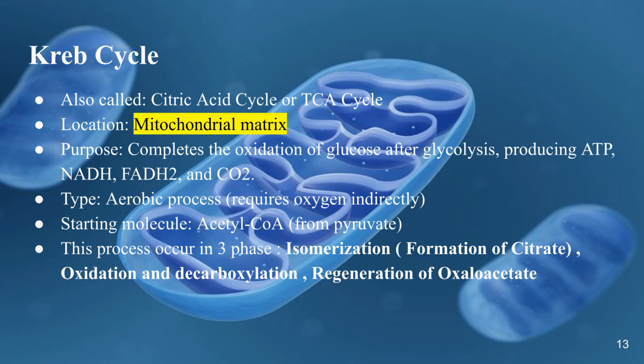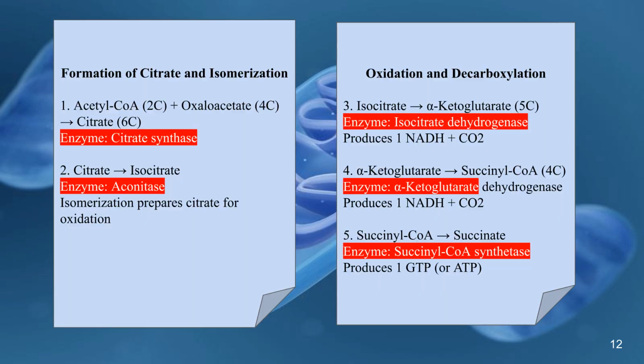The Krebs cycle, also known as the citric acid or TCA cycle, is an aerobic process in the mitochondrial matrix. It completes the oxidation of glucose, starting with acetyl-CoA to produce ATP, NADH, FADH2, and CO2. The cycle begins with the formation of citrate and isomerization, catalyzed by enzymes like citrate synthase.